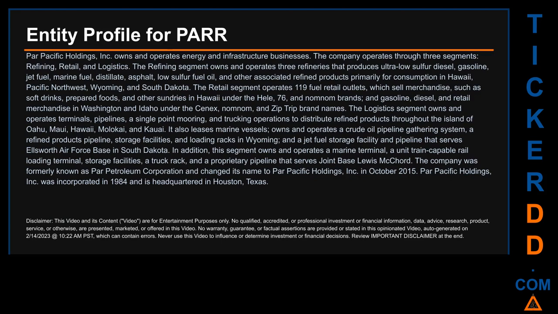The retail segment operates 119 fuel retail outlets, which sell merchandise, such as soft drinks, prepared foods, and other sundries in Hawaii under the Hele, 76, and Nomnom brands, and gasoline, diesel, and retail merchandise in Washington and Idaho under the Cenex, Nomnom, and Zip Trip brand names.